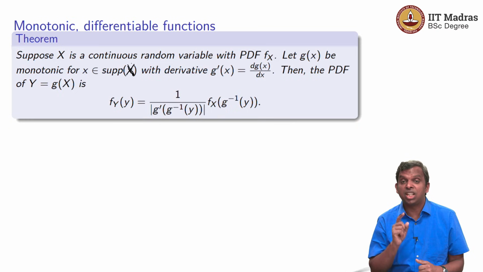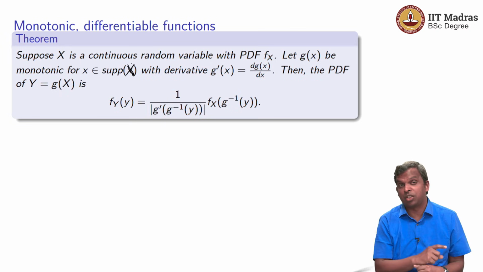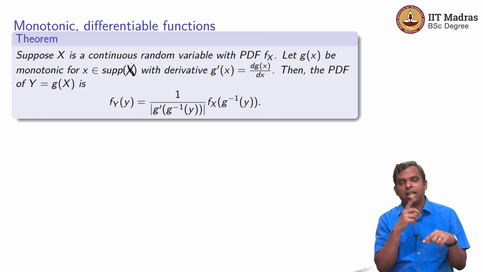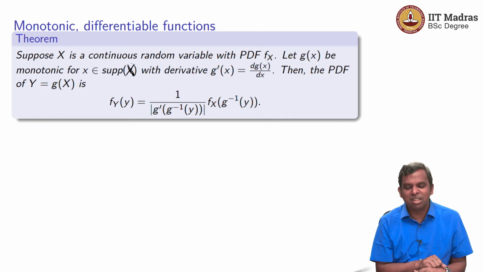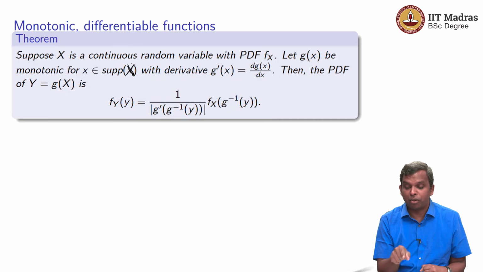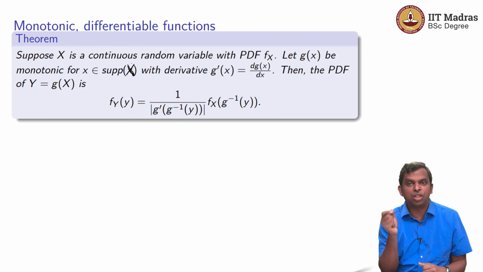You have to find g inverse of y. If g of x is monotonic and in a certain range, you can find g inverse of y. How do you find it? Write y equals g of x and solve for x in terms of y. If you can do that, you have the inverse. Once you have the inverse, you can just plug it into the formula. So f_X of x is the PDF of x; instead of x, you put g inverse of y.